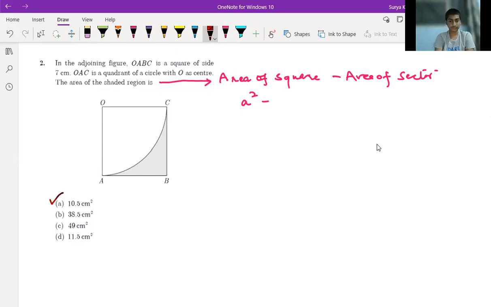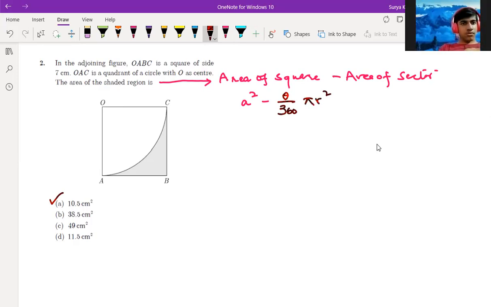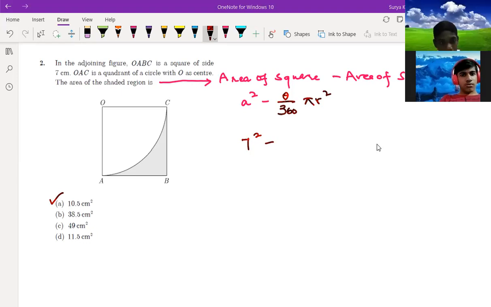First only 10.5. Yes. So the area of sector is theta by 360 into pi r square. Pi r square. So here what pi value have you taken? 90, 7 square. Pi value. 22 by 7 you have taken or 3.14? 22 by 7. 22 by Adarsh, I can't hear you.